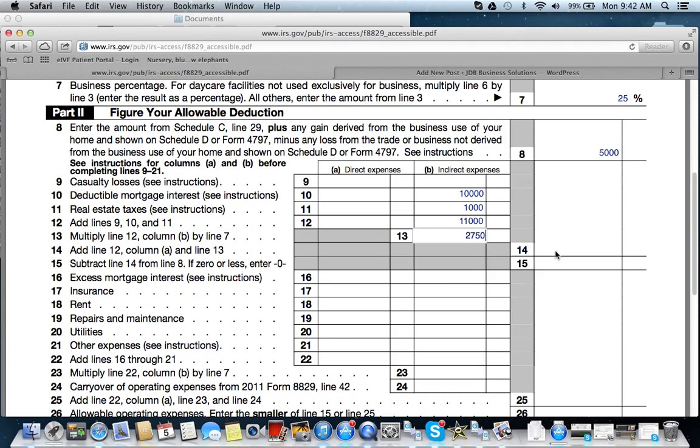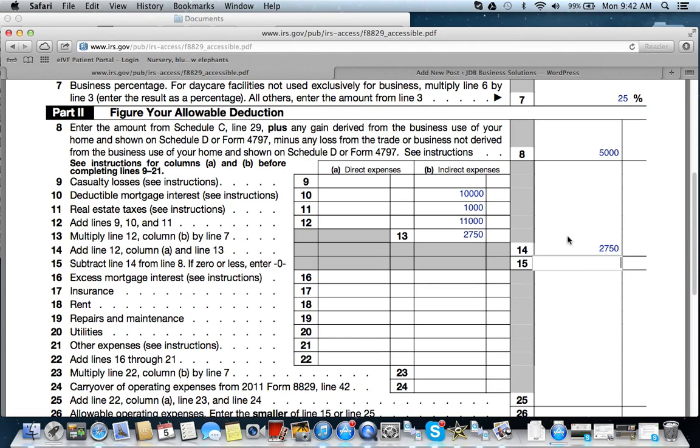All right. Line 14, you're going to add line 12, column A, which is a total of your direct expenses, and then you're going to add line 13 to that. So we have no direct expenses, and we have a total of $2,750 indirect expenses that you can take.